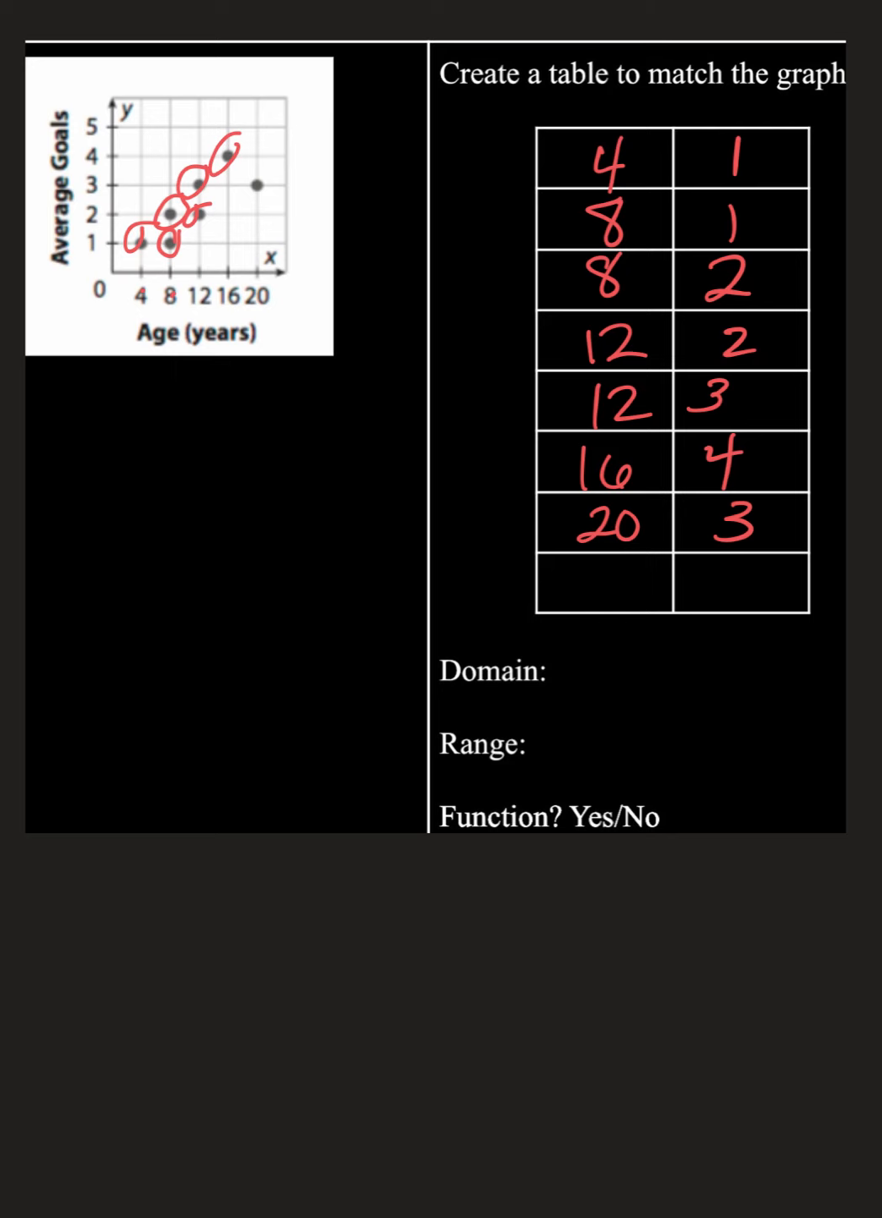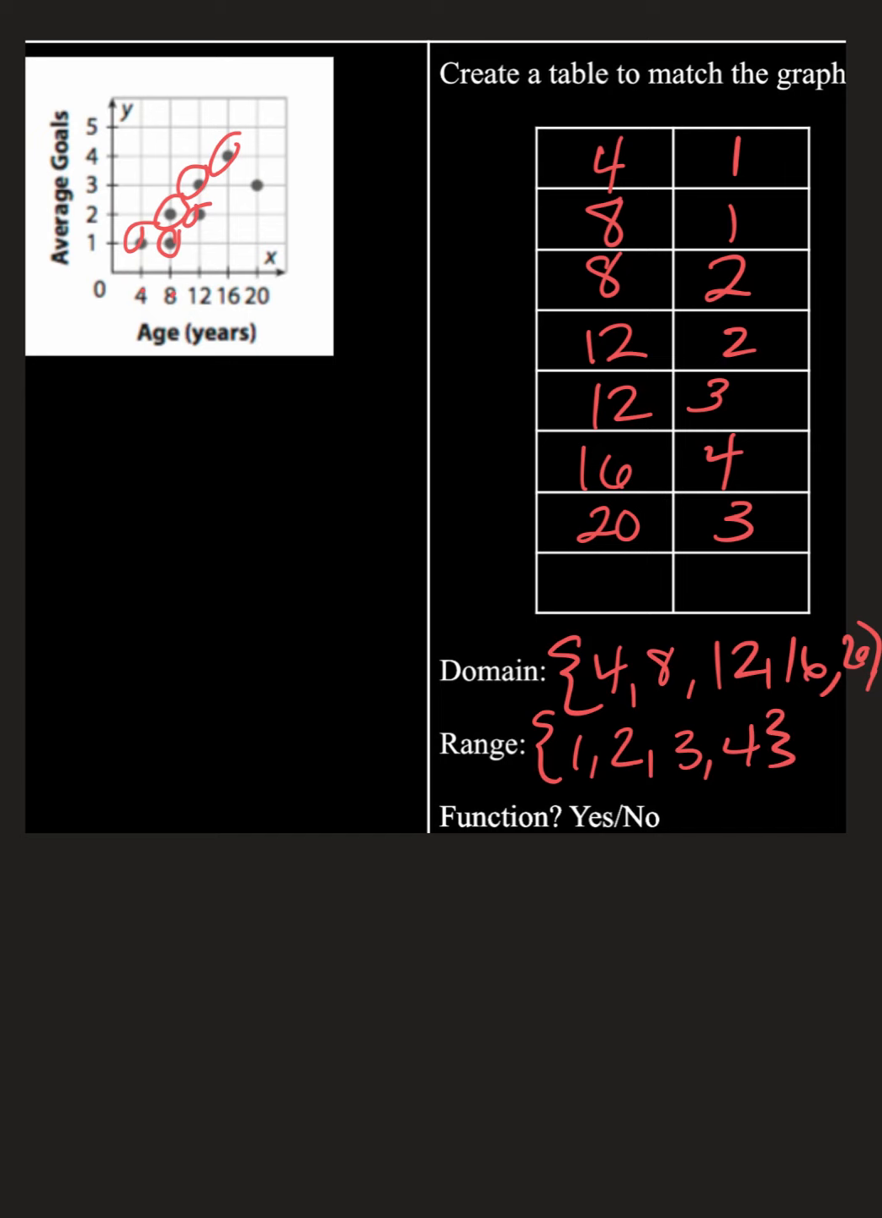Okay, so I'm going to make a list of my domain. My domain is 4, 8, 12, 16, 20. And my range is 1, 2, 3, and 4. Now this one is not a function. I can see that because if I look at my x list, I have this 8 repeating, I have the 12s repeating, and then I know for a fact that that's not a function.